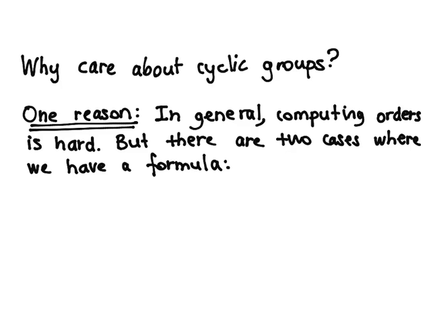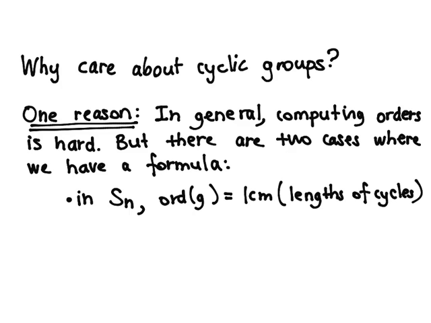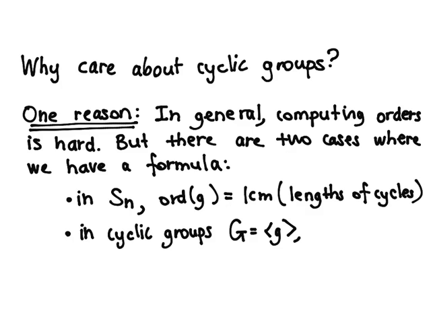We have to take the element and start raising it to powers and raising it to powers and waiting till we get the identity. That takes a lot of work, but there's 2 specific cases in which we have a formula that lets us calculate the order of an element in a group without doing all that work. One of those cases we've met already, that's the symmetric group, where we have this formula that says the order of an element G in the symmetric group is the LCM of the lengths of the cycles in G. And the other situation is cyclic groups.